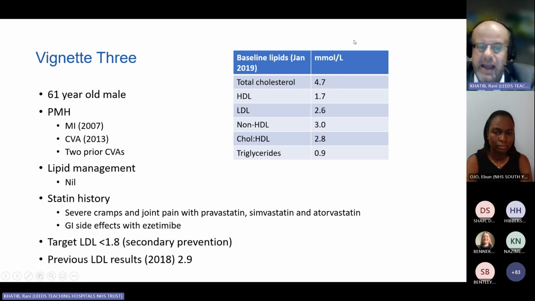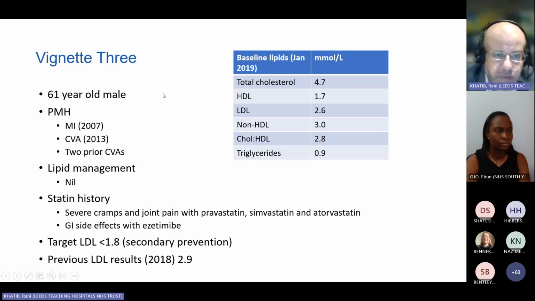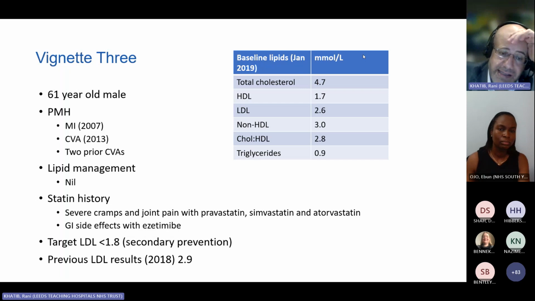So case 3 I have for you, and then I'll be concluding with questions. In this case, a 61-year-old patient had a severe history of cardiovascular disease and wasn't on any lipid-lowering therapy. His LDL was 2.6 at baseline. He didn't want to try statins because he had severe cramps and joint pain with pravastatin, simvastatin and atorvastatin. Of course, the target LDL for him was less than 1.8, if not, then probably less than 1.4.